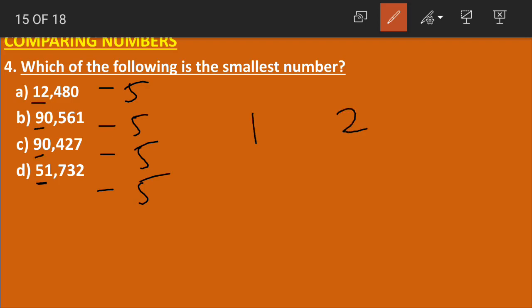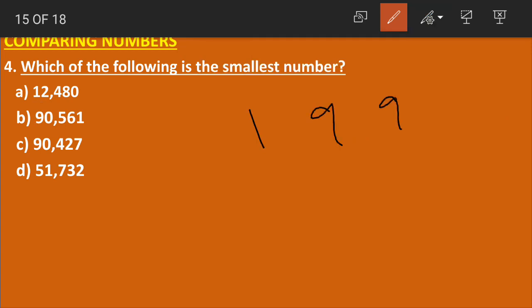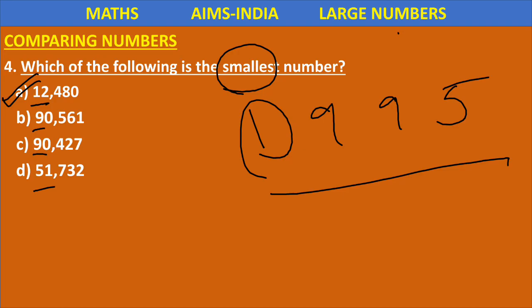What are the digits? Sorry, 1, 9, 1, 9, 9 and 5. Now among these given numbers, which is the smallest number? 1 is the smallest number, yes. So the number with 1 in the highest place value becomes the smallest number here, which is 12,480, okay.